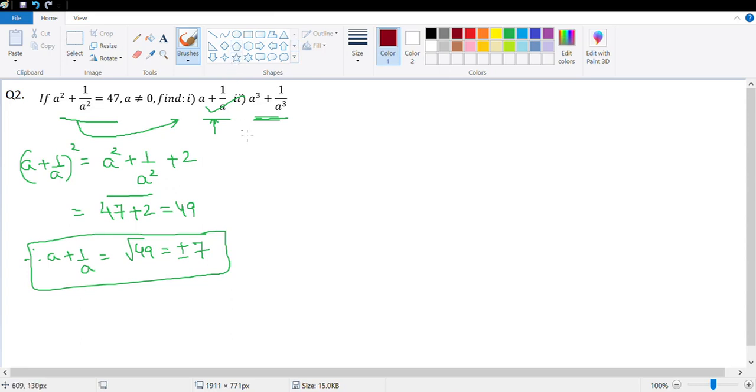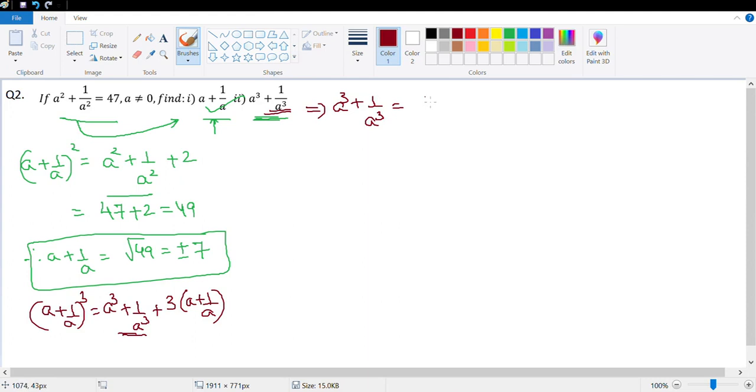Now the formula we know about a plus 1 upon a and a cube plus 1 upon a cube is a plus 1 upon a the whole cube is equal to a cube plus 1 upon a cube plus 3 times a plus 1 upon a. If I have to find a cube plus 1 upon a cube, let's make it the subject. So that would be a cube plus 1 upon a cube is equal to a plus 1 upon a the whole cube minus 3 times a plus 1 upon a.